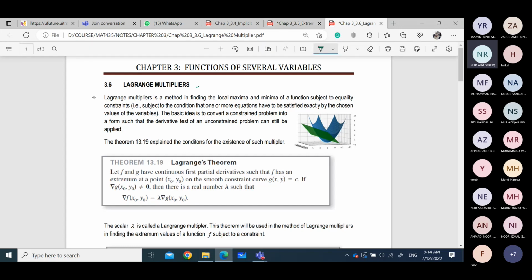Okay, so now look at this one. Lagrange multipliers is a method of finding the local maxima and minima of a function subject to an equality constraint. For example, subject to the condition that one or more equations have to be satisfied exactly by the chosen values of the variables. So the basic idea is to convert a constrained problem into a form such that the derivative test on an unconstrained problem can still be applied. Okay, so in theorem 13.15, the condition for the existence of such a multiplier is explained to us.